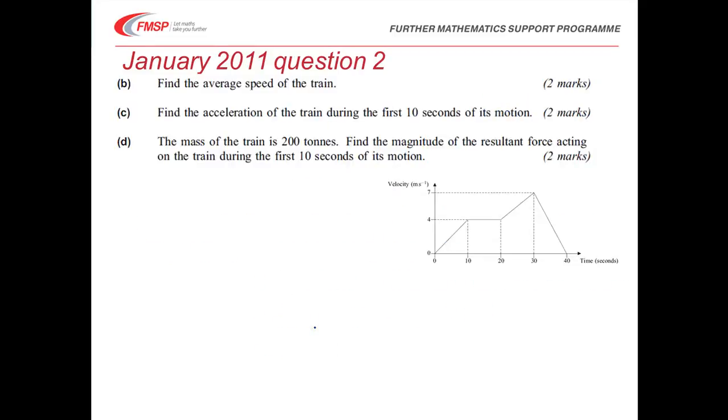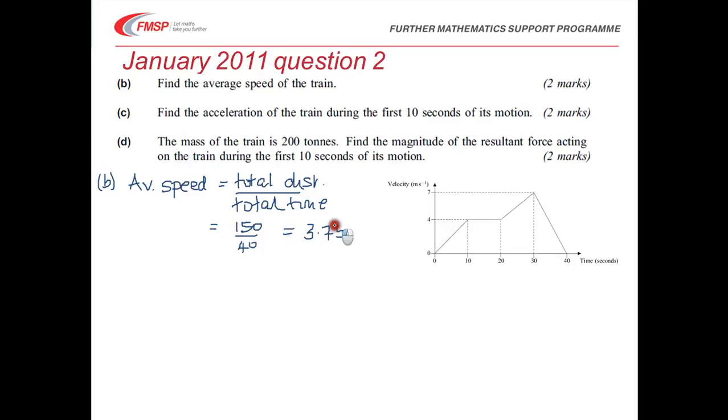So if we move on to parts B, C and D, we should get all these done on one slide. The average speed, remember, is the total distance over the total time. And the total distance we've just found was 150, and of course the total time we can read off our graph was 40 seconds, so that means we have 3.75 meters per second.